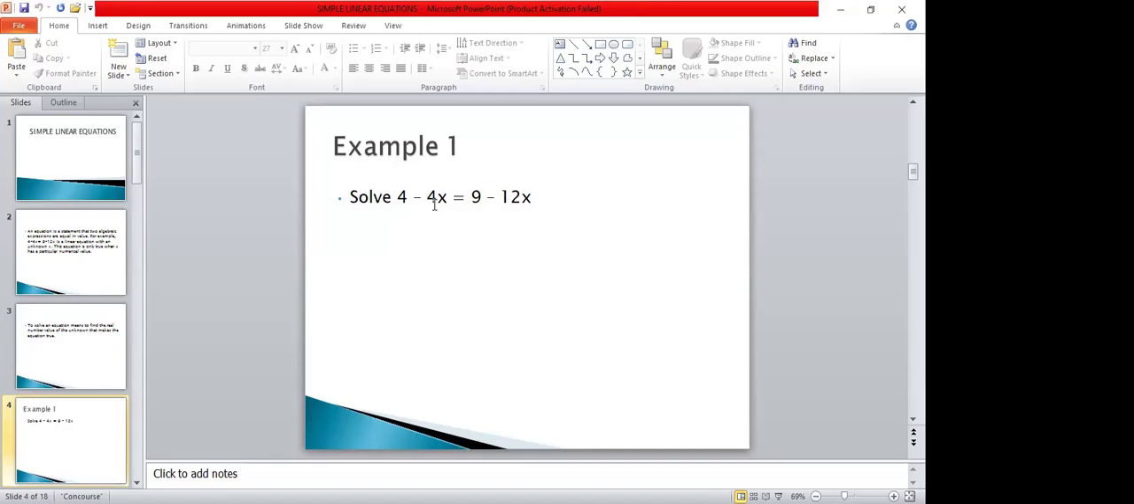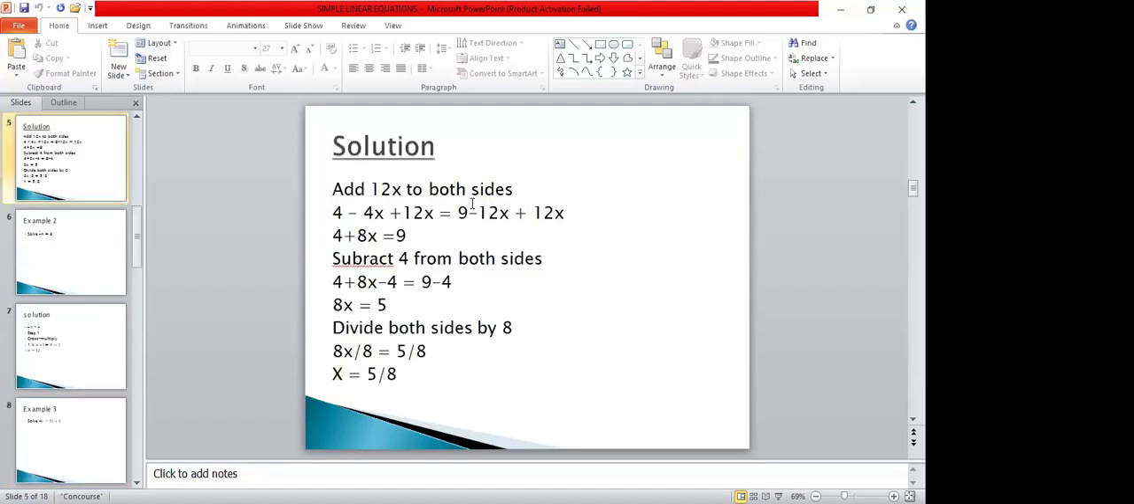So let's go to the next slide. Before I do that, look here. We can decide to bring minus 12x to the left side, and we bring 4 to the right hand side, so that it will come and meet 9. But let us do it one after the other anyway. So let's look at the solution here. What's the first step? Can you tell me the first step?